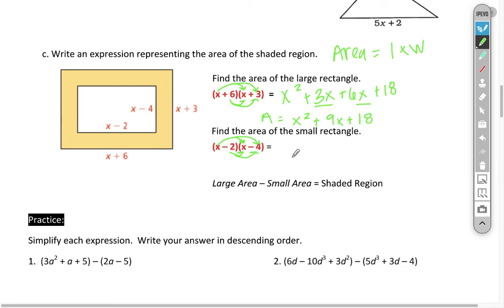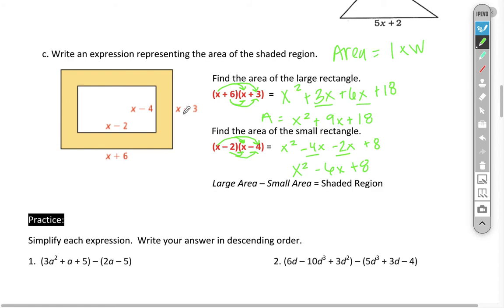All right, so we have x and x is going to be x squared. X and negative 4 is negative 4x. Then we've got negative 2 and x is negative 2x. And negative 2 and negative 4 is positive 8. So then we can, once again, combine these like terms. So we have x squared minus 6x plus 8.